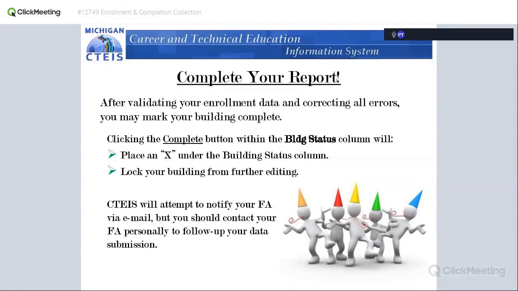So now we're at the complete your report. After validating your enrollment data and correcting all errors, you may mark your building complete. That was what I was just demonstrating on our other screen. Clicking the complete button within the building status column will place an X under the building status, and then it will lock your building from further editing. So once you click complete, it's locked.